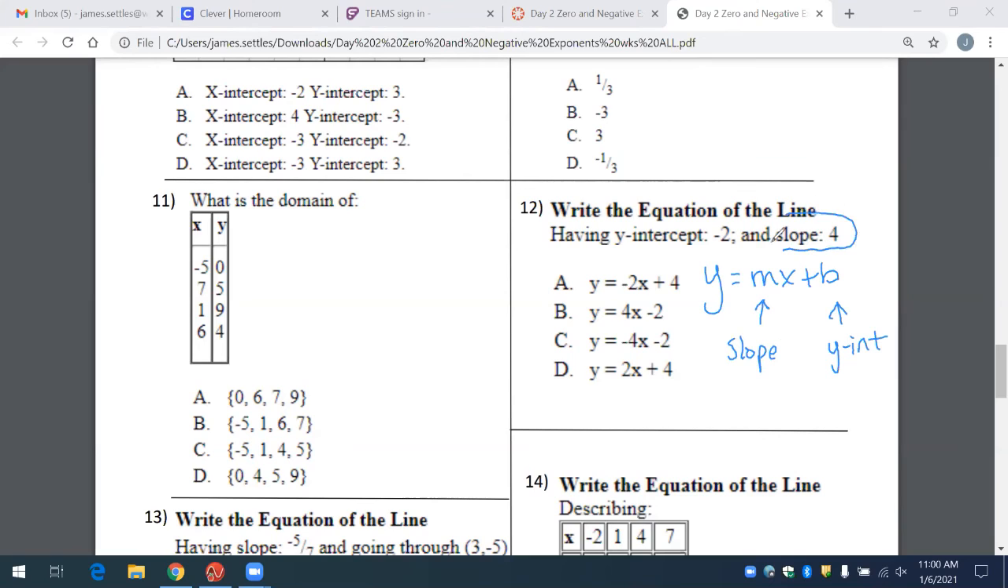Always start with slope. Slope, which is 4, goes in front of x. Which of these puts 4 in front of x? Well, it's not A. B does. C puts a 4, but it's negative. That's not negative, so it's not C. And then D, nope. So the only one that put the slope right here and the y-intercept right there is going to be B. Really easy question, okay? Really, really easy.